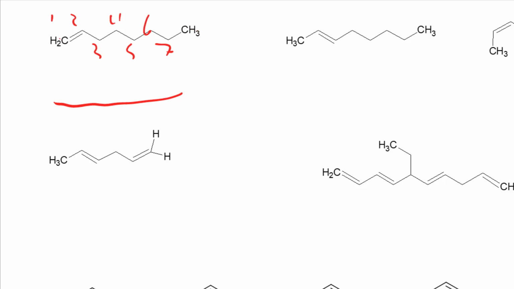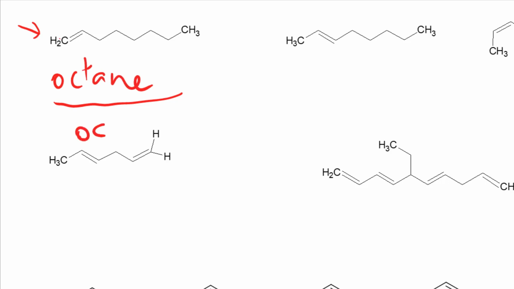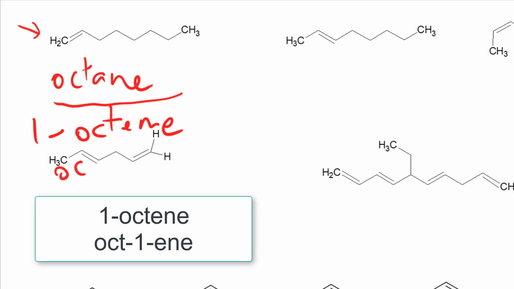The double bond is on the far left, and we start numbering the carbons from this side. So the number 1 carbon would be over here. So the octene itself is on the 1 position. So we know we have an octane. We're going to change that name to octene, and it is in the 1 position. So we can either call it a 1-octene or it can be an oct-1-ene.